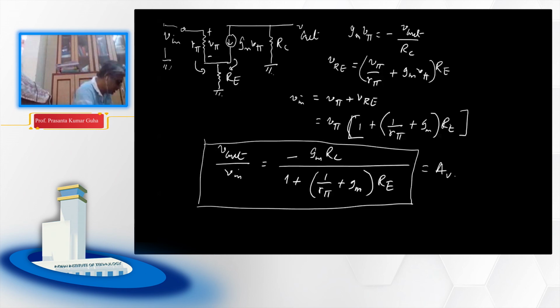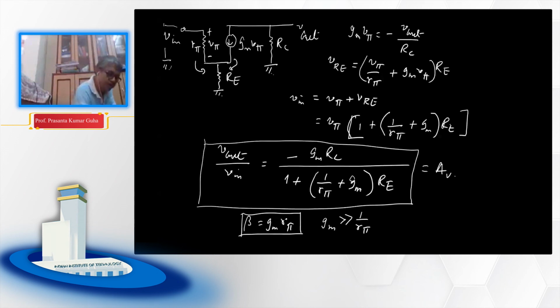Now you can simplify this expression a bit further, because we know that beta is equal to gm into r pi. So we can neglect this 1 over r pi term, because usually beta is much greater than 1, which implies gm is much greater than 1 over r pi. If we neglect that particular bit, then we will end up with gm RC over 1 plus gm RE.